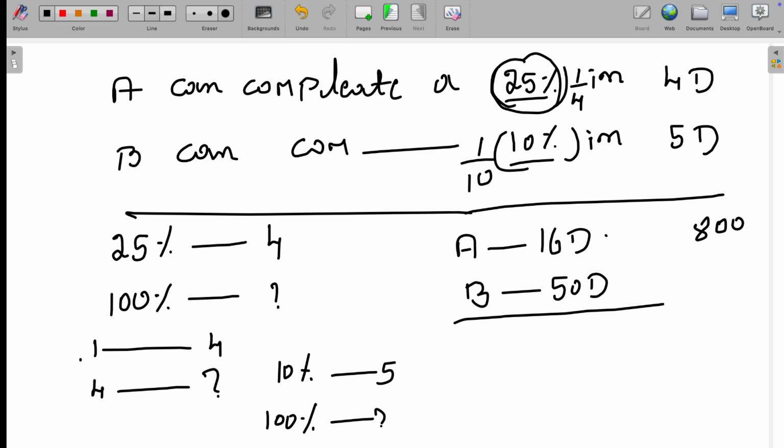800. Now A's capacity will be 50 and B's capacity will be 16. Okay, so 800 divided by 16, 800 divided by 50.